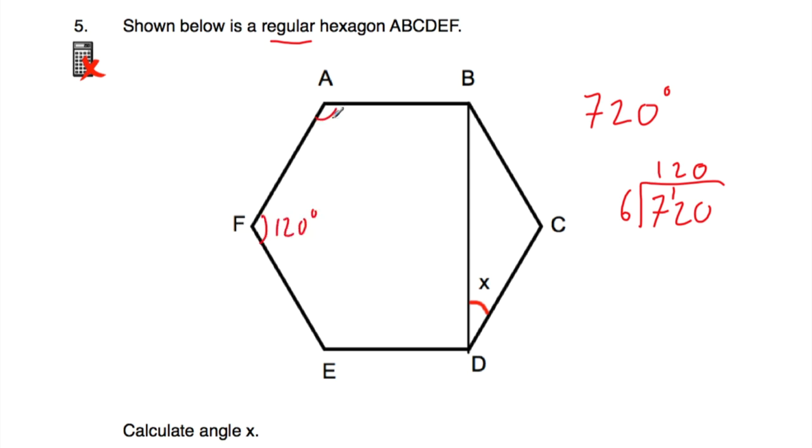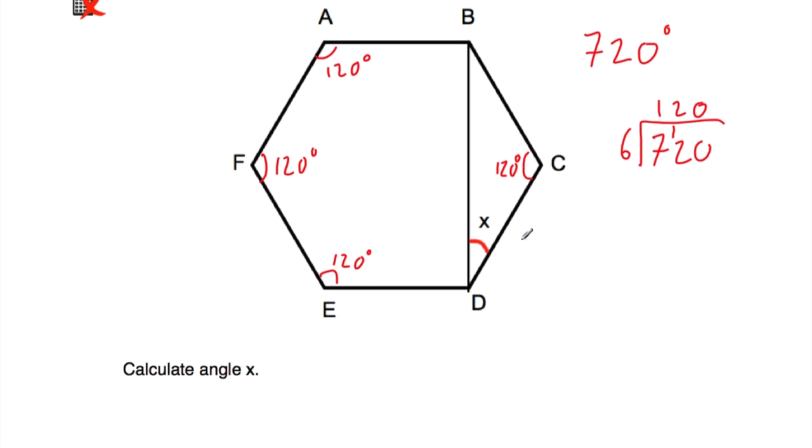It means that this angle is 120 degrees. It means that this whole angle here is 120 degrees. This angle here would be 120 degrees. And this angle here is 120 degrees. And also this whole angle here is 120 degrees. And actually, if we read the question, we've been asked to calculate the size of angle X. We've been asked to calculate the size of this angle.